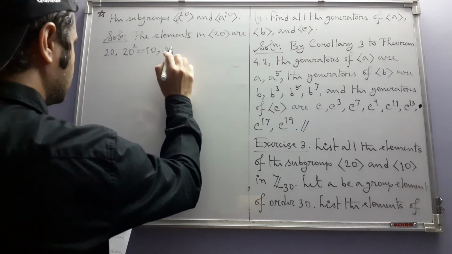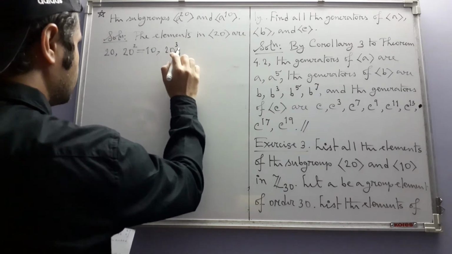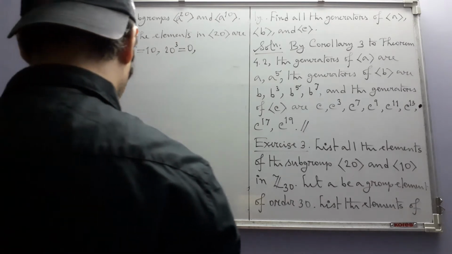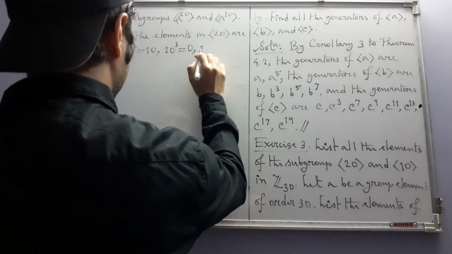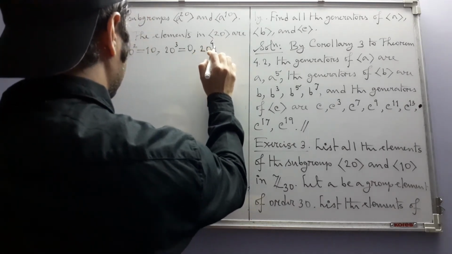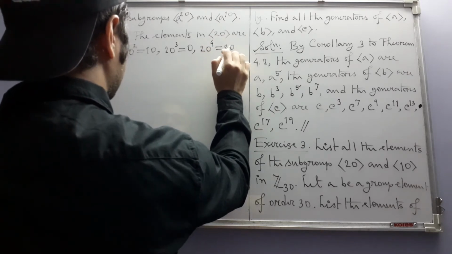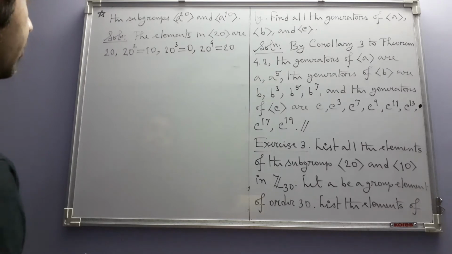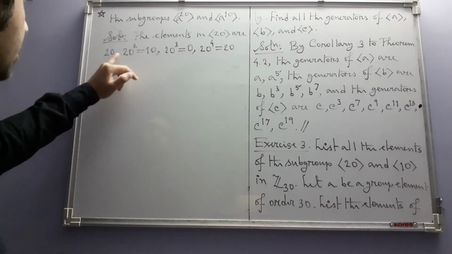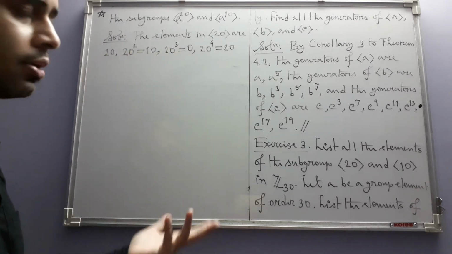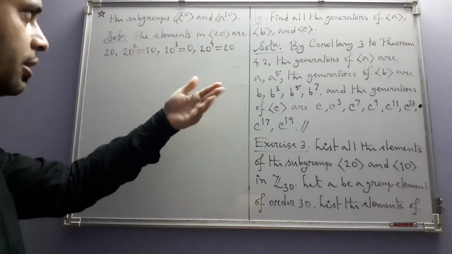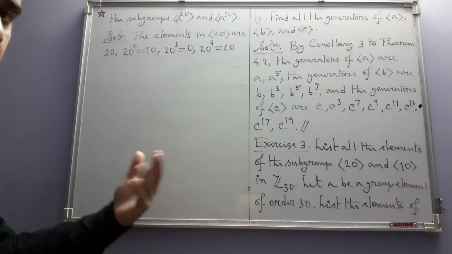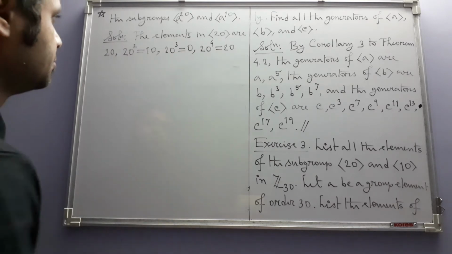Then 20 cubed is 0. 20 to the power 4 is 20. So in this cyclic subgroup, how many elements are there? 20, 10 and 0. That's all. Because if you calculate higher powers, those values will only keep on repeating.